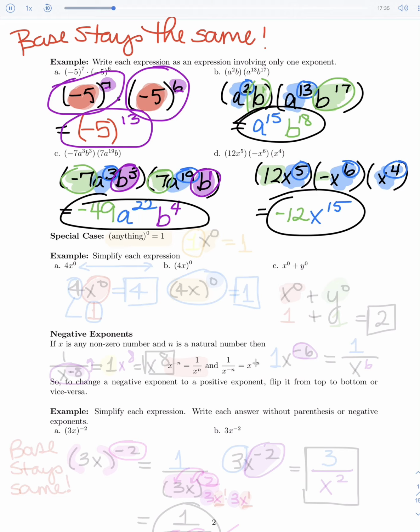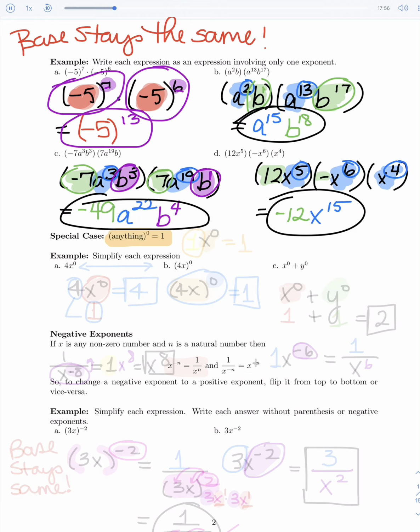Now let's look at a special case. In this next case, we're going to look at when something is raised to the 0 power. So let's take a look. In this next example, if we take anything and raise it to the 0 power, it's going to be just 1.